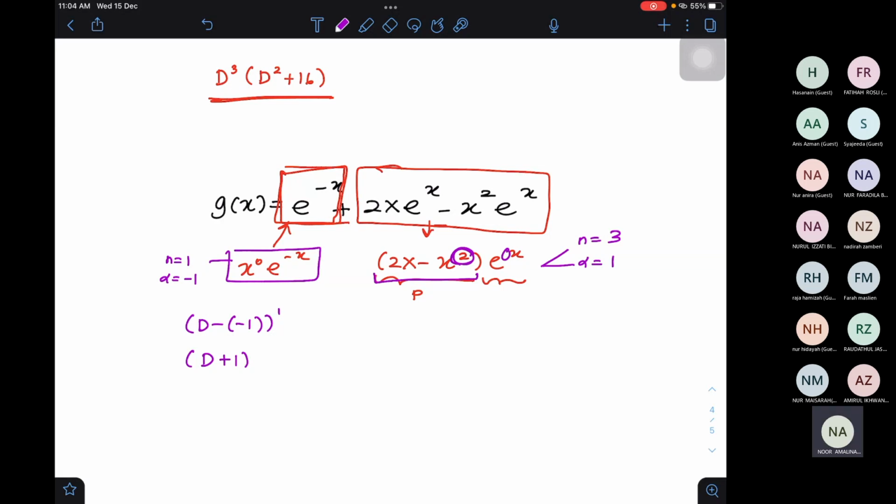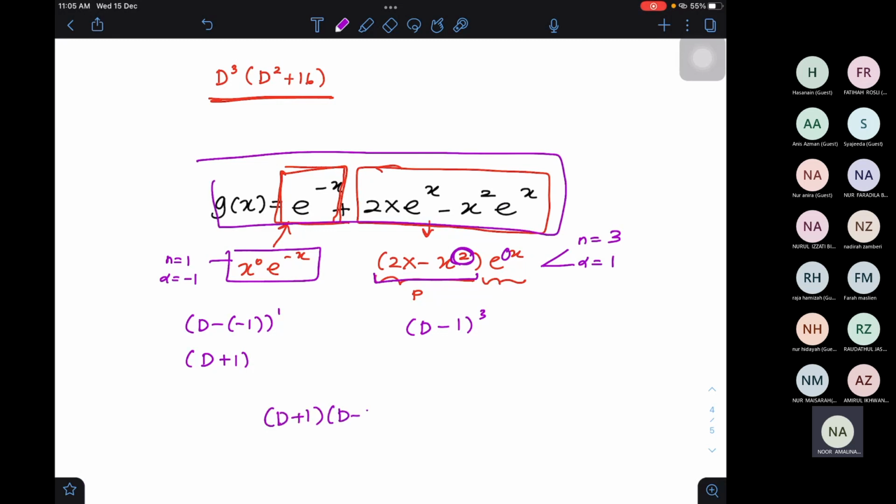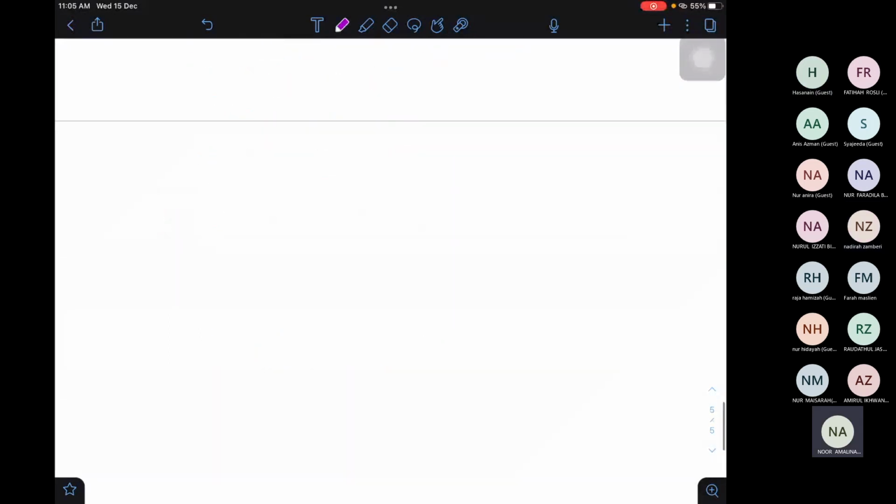Okay, so what is the differential operator? It will be D minus alpha to the power of n. So you have D minus 1 to the power of 3. So what is your differential operator for the whole gx here? It will be the combination of the first operator with the second operator. Ini differential operator dia. Boleh? Boleh. Satu lagi sebelum kita pergi tengok solving.